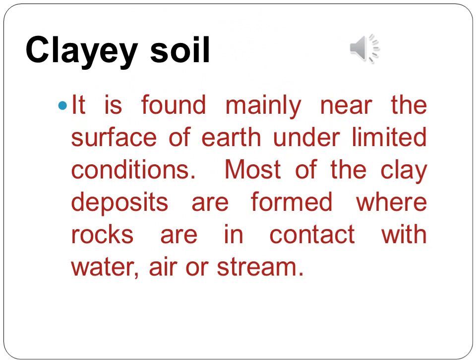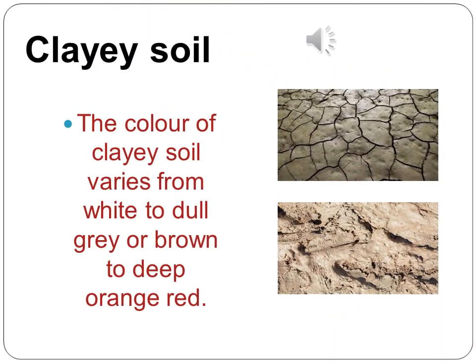Clay soil is found mainly near the surface of earth under fairly limited conditions. Most of the clay deposits are found where rocks are in contact with water, air or stream. The color of clay soil varies from white to dull grey or brown to deep orange red.